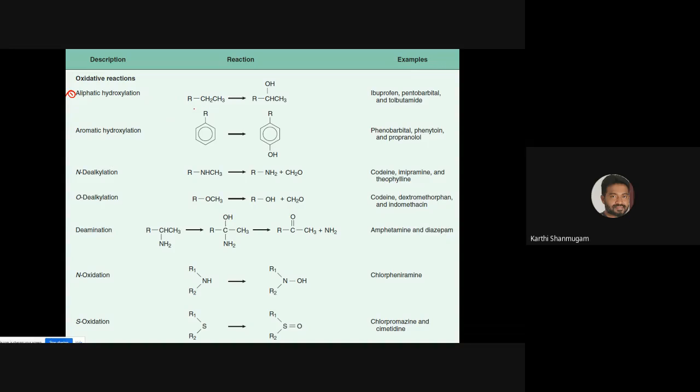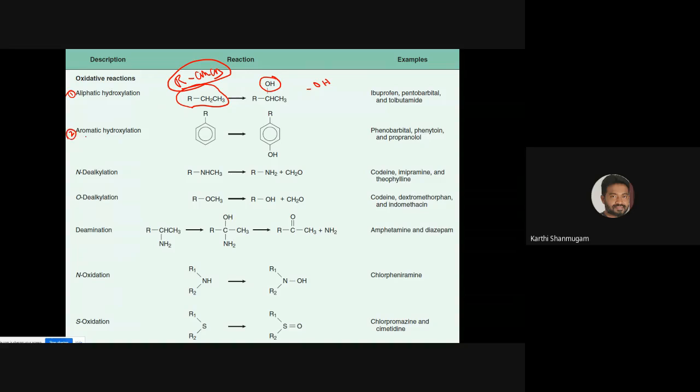The example here is an original drug molecule having some functional group, to which the OH group is added. I just explained this in the previous slide, right? So addition of one OH group. This reaction is an example of aliphatic hydroxylation. Hydroxylation is the addition of the OH group. Why is it called aliphatic hydroxylation? Because this R group as well as this CH2CH3 group are aliphatic, they are not aromatic. So this reaction is an example of aliphatic hydroxylation.